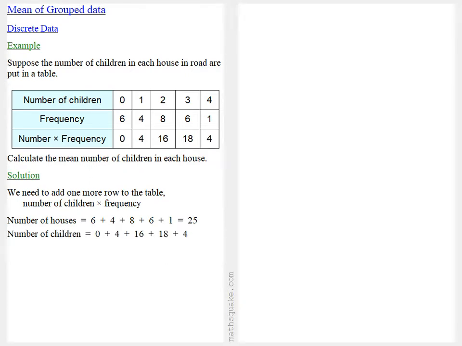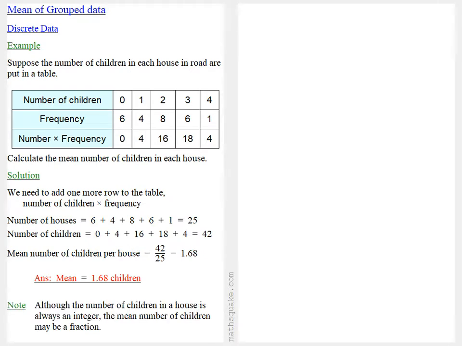So the number of children is 0 plus 4 plus 16 plus 18 plus 4, which is equal to 42. Now the mean number of children per house is the total number of children divided by the total number of houses, which is 42 over 25, or 1.68. And so we have a mean of 1.68 children. Now it's worth noting that although the number of children in a house is always an integer, the mean number of children may be a fraction.